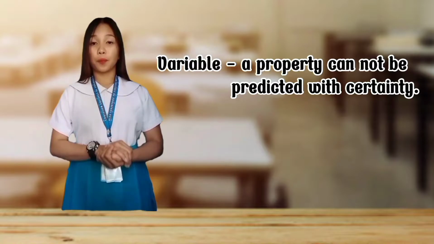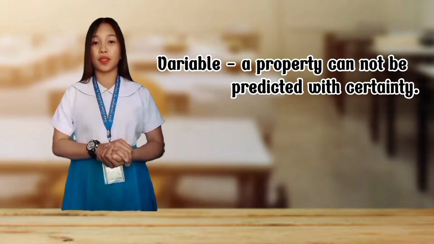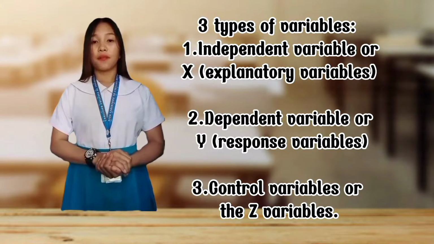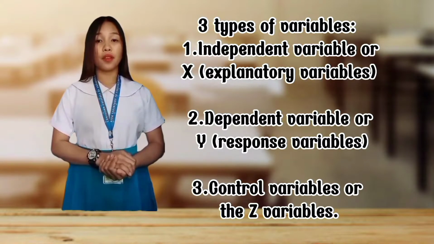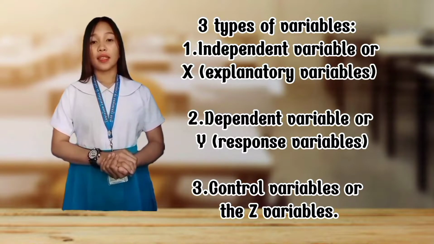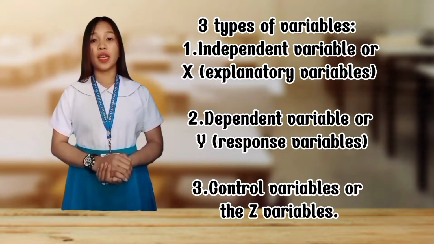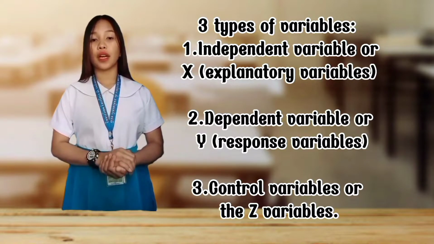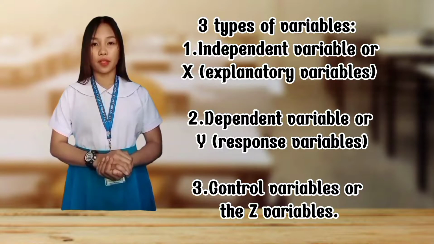Gathering data also includes variables. A variable is a property that cannot be predicted with certainty. There are three types of variables. First is the independent variable, or x, which is also called the explanatory variable. Second is the dependent variable, or y, which is also called the response variable. And the third is control variables, or the z variables.